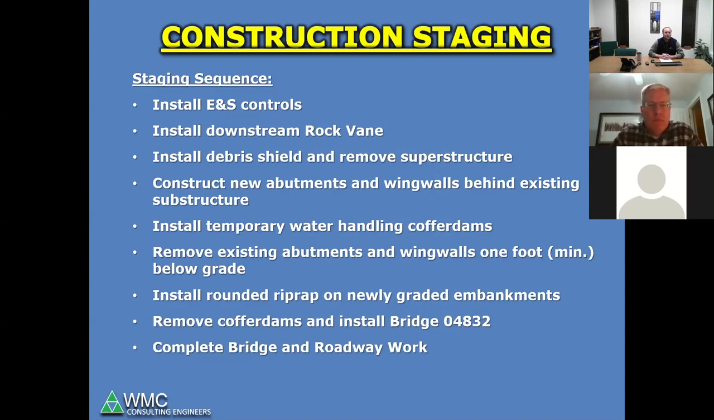After that substructure is complete, we're going to install temporary water handling cofferdams on the water side of the existing substructure and remove the existing abutments and wing walls below grade. After that's removed, we are going to install channel boulders along the riverbank and fill the newly graded embankments with a rounded stone riprap. Then we'll be able to remove the cofferdams and install the bridge beams. After that's complete, all the remaining roadway and bridge work will be finished.